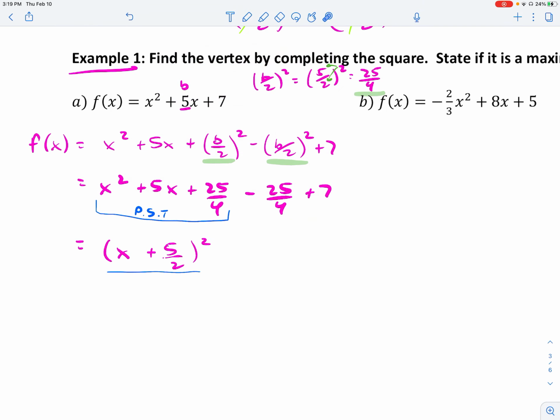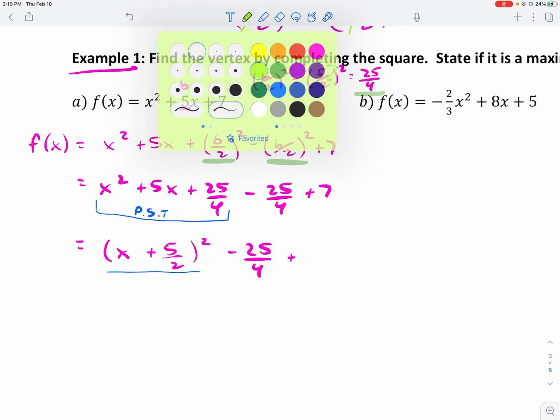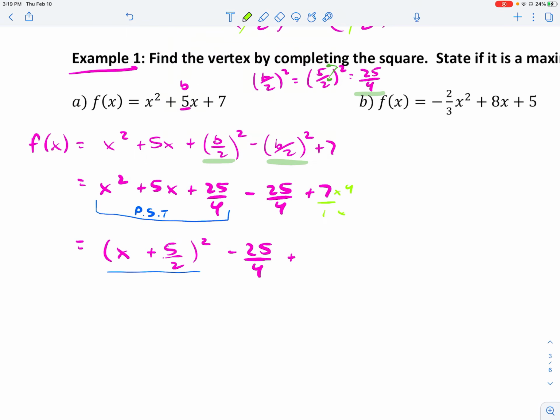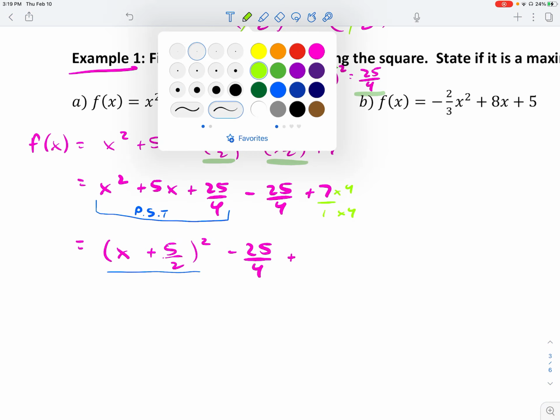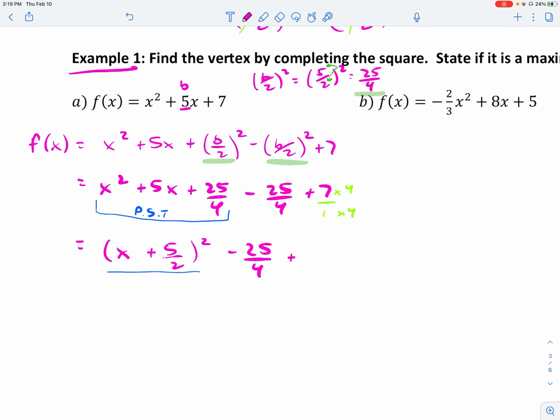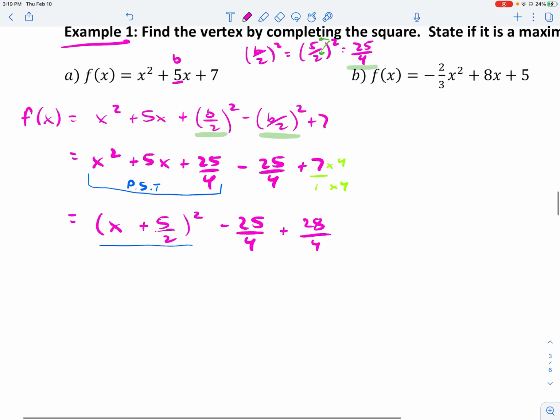We want to collect like terms. We need to add them. We got to make this a fraction, right, with the same denominator over here. So I'm going to have to multiply the top and bottom by 4. So it's going to look like we got minus 25 over 4 plus, I'm going to have to multiply this by 4 and the bottom by a 4, right? That way I have a common denominator. So 7 times 4 is 28. So I have 28 over 4.